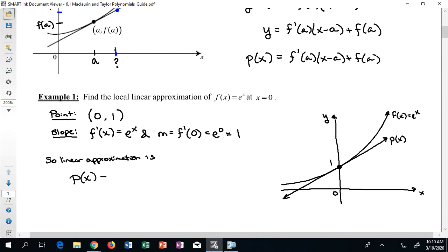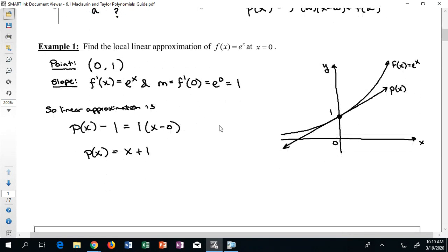So I'm going to do p of x minus my y-coordinate is equal to my slope times x minus the x-coordinate. I did everything that I did up here, I just haven't added the y value over to the other side. Of course, if I do that, I end up with the formula x plus 1. So this right here represents the equation of that tangent line. And again, there's value in this equation that we've been able to form right here.